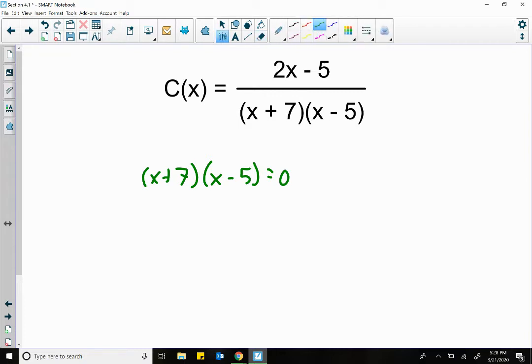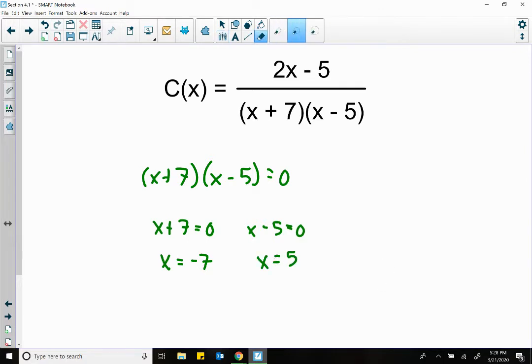Okay? So since this is factored, using the zero product rule, x plus 7 equals 0. x minus 5 equals 0. So over here, x is equal to negative 7. We're going to throw out negative 7. x is equal to positive 5. We're going to throw out the positive 5. So if we write out our domains, set notation looks like this.